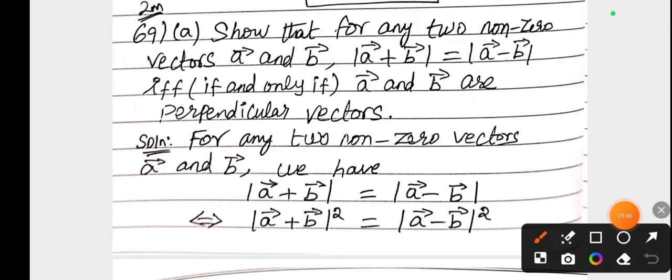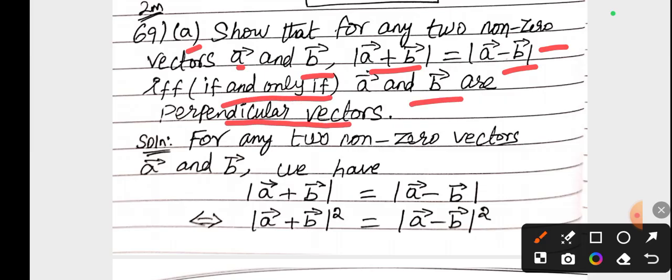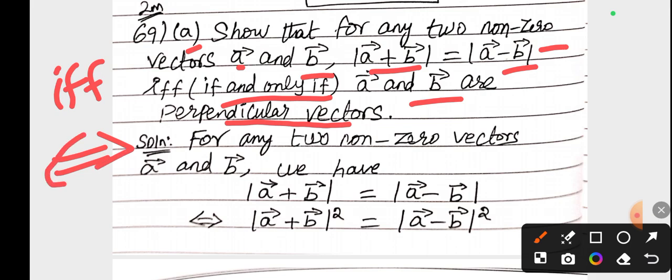Going to question 69, children. Show that for any two non-zero vectors, it's a 2 mark question. After more MCQs of 1 mark, now going for 2 marks. Magnitude of A plus B equals magnitude of A minus B if and only if A and B are perpendicular vectors. They may also write iff, or if and only if, or give you the symbol like a double implies. All represent the same.